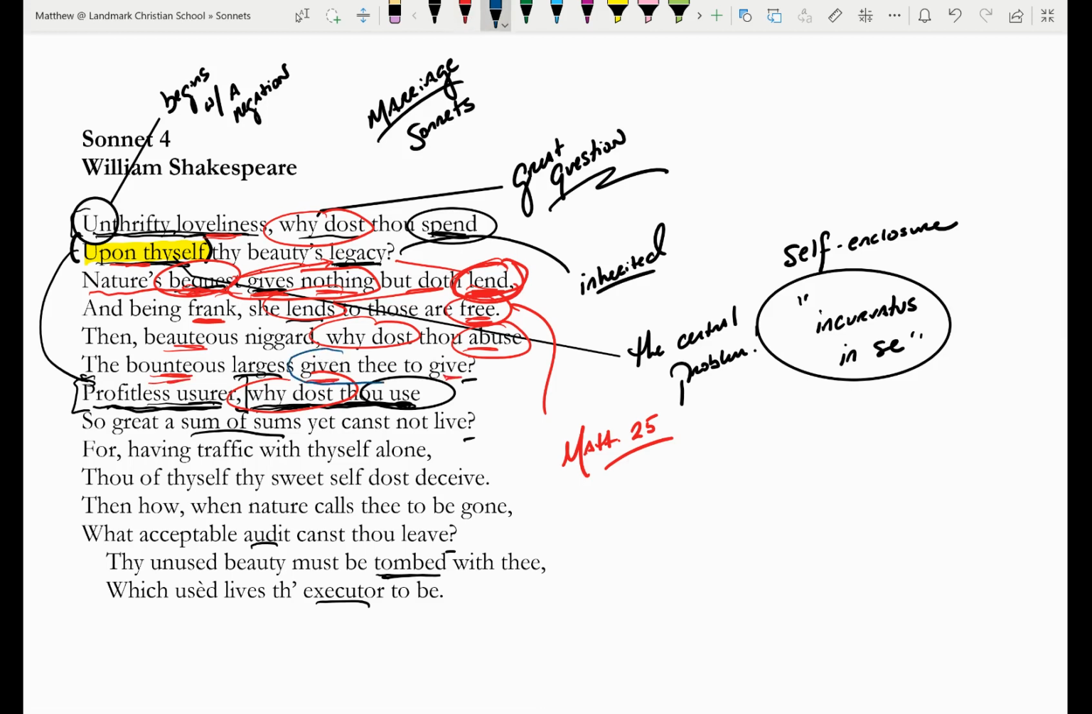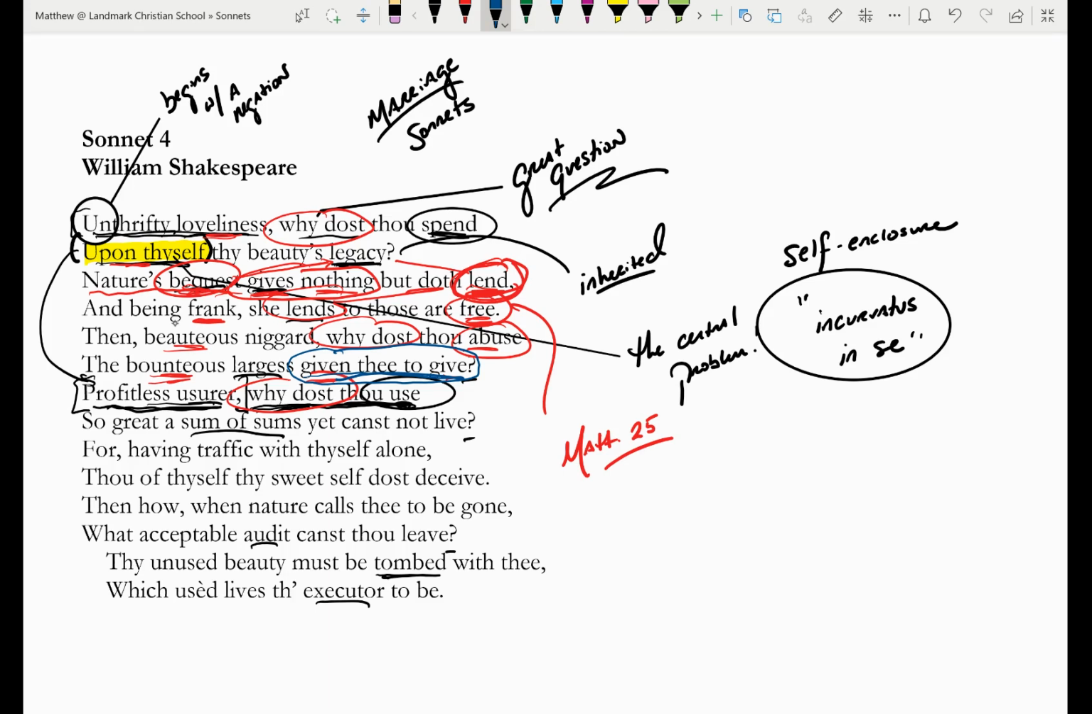This wording here is fantastic. What is the use of beauty? What is the purpose of beauty? Well, one offer from Shakespeare is that we were given it to give. What's the purpose of life? Well, to spend it, to live it, to give it away, to serve, to pour out.